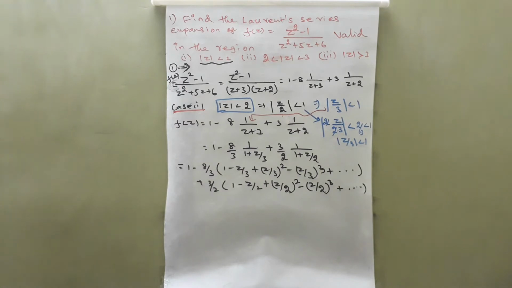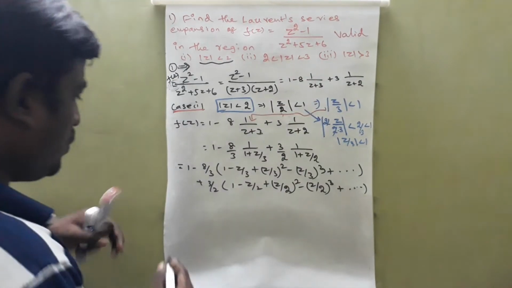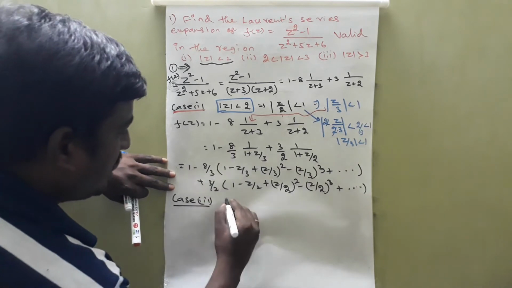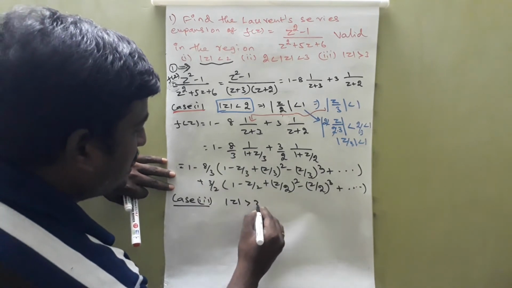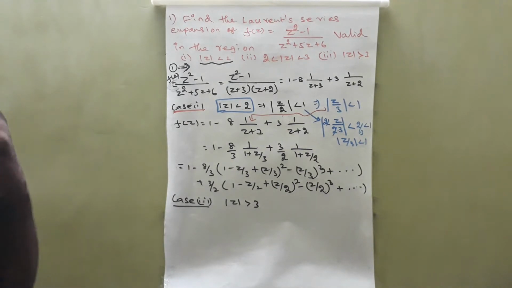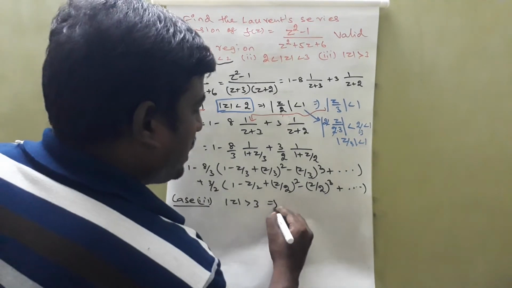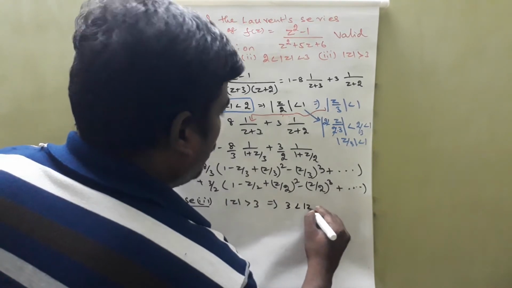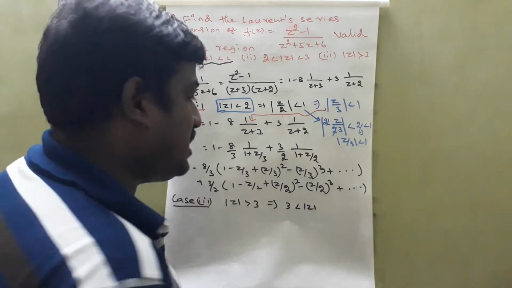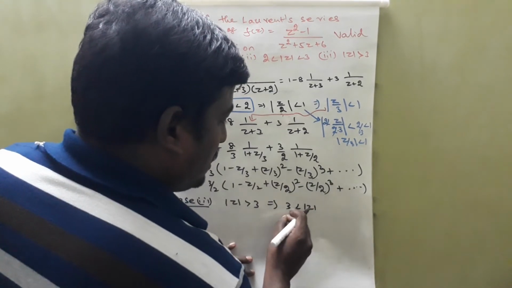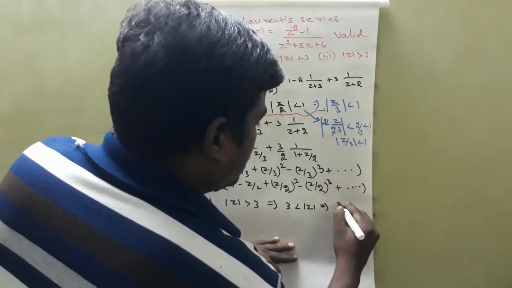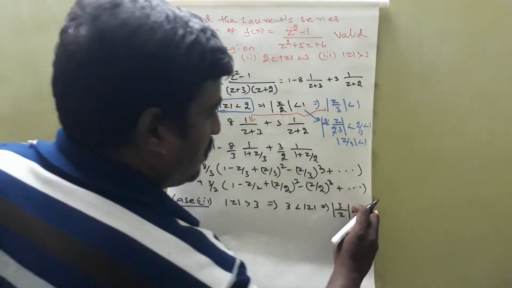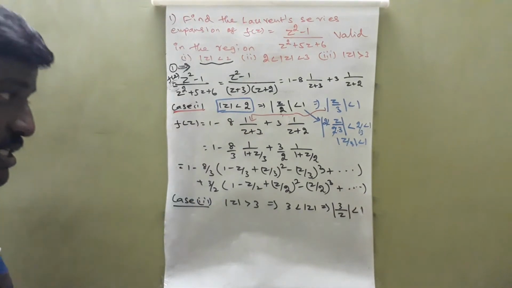Now I move on to case 3, because case 1 and case 3 are similar. What is our case 3? Modulus of z greater than 3. I need less than 1, so I need the less than symbol. From this I can easily just interchange: 3 less than modulus of z. From this I need less than 1, so I can keep modulus of z on the left hand side, which implies 3 by z, that is modulus of 3 by z less than 1. Now I have the condition 3 by z less than 1.